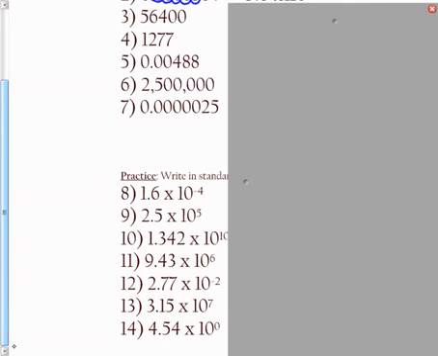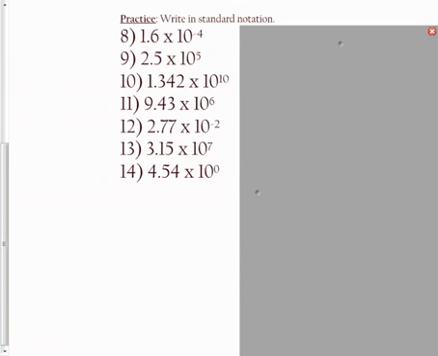Going in the opposite direction, let's look at questions 8 and 9. We have numbers that are in scientific notation, and we want to put them into standard notation. So question number 8, that negative exponent tells me that it's going to be a small number. Those zeros are going to end up being leading zeros in the front of the number. So my answer would look like this. And if you look at the answer, it's because the decimal would move 1, 2, 3, 4 spots.